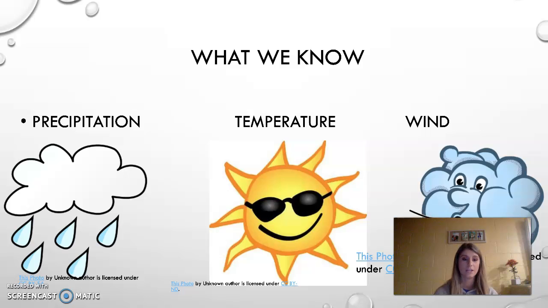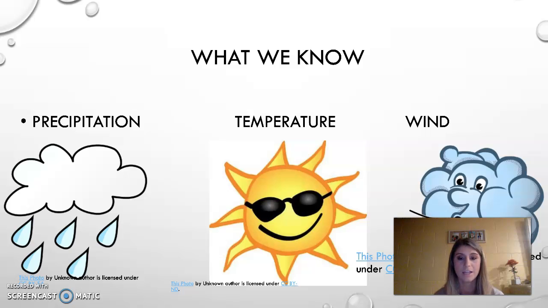So for precipitation, I chose a rain cloud. We're going to learn that precipitation is water that falls from the sky, and it can be in many different forms, such as rain, snow, sleet. It all depends on the temperature what kind of precipitation will fall.